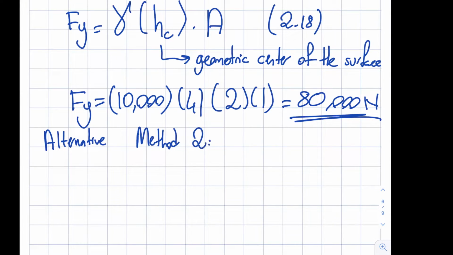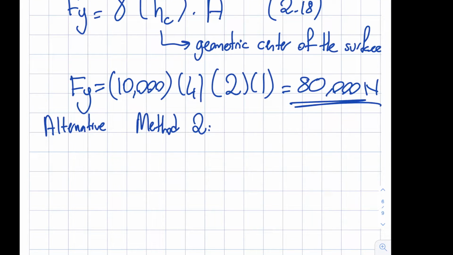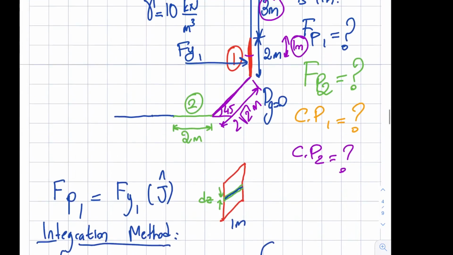And the alternative method 2 will be this. It's called geometrical method. Some people call this geometrical method. I like to call this pressure prism because you always get a prism method. Okay, let me go back and explain what's going on over here.